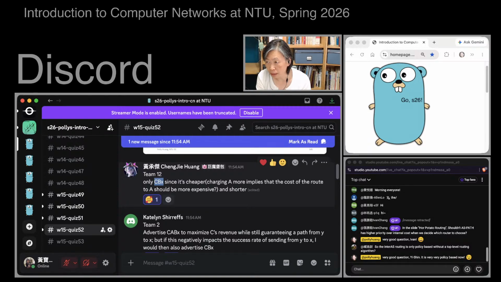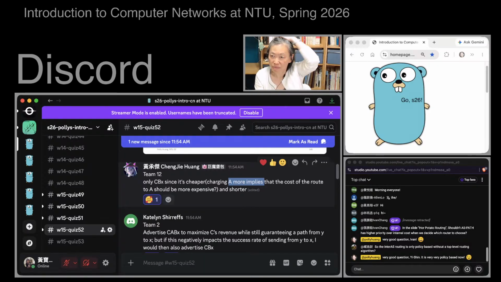It's a shorter path. Okay, charging A more. Very interesting thinking from Cheng Jie. Cheng Jie was explaining charging A more means that potentially the link between A and C is more expensive somehow. Well, it can be.